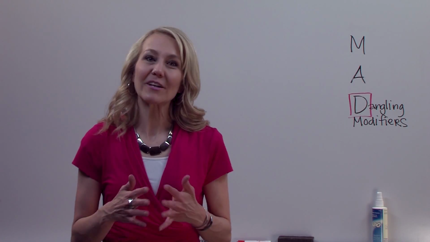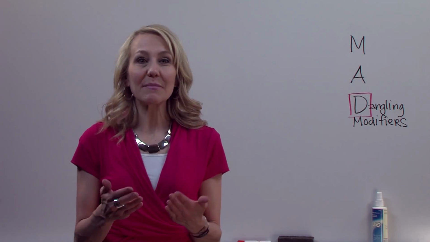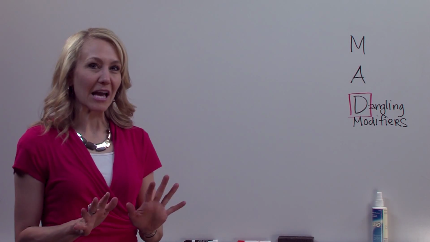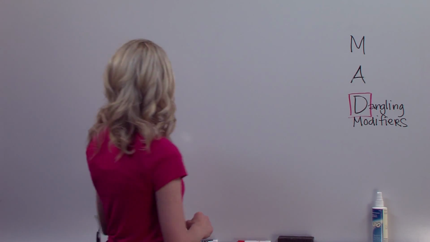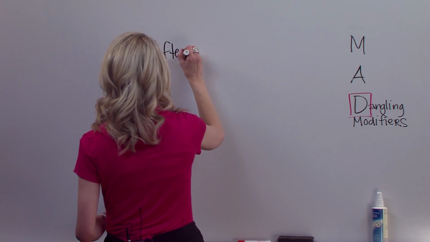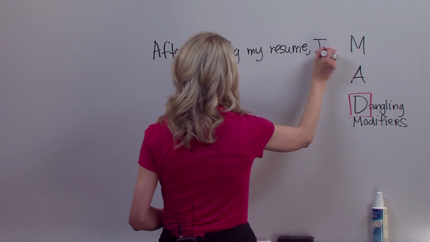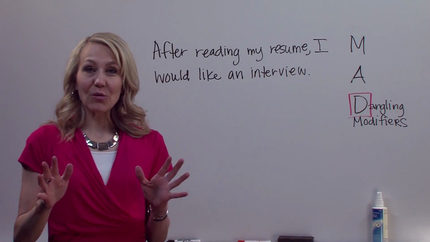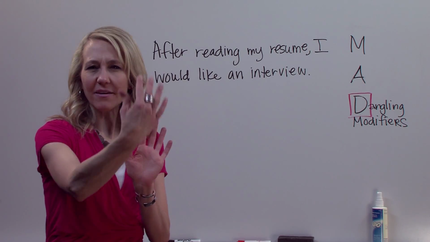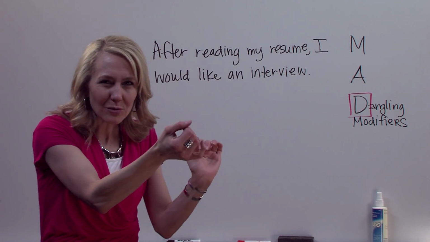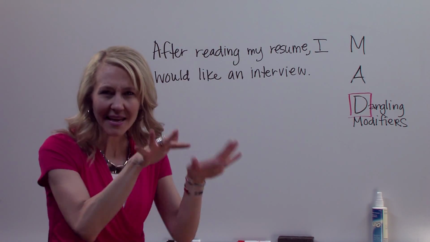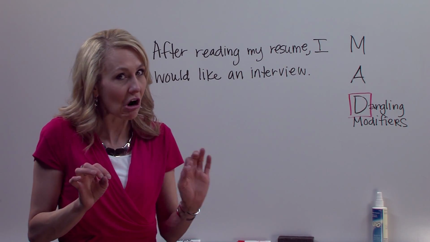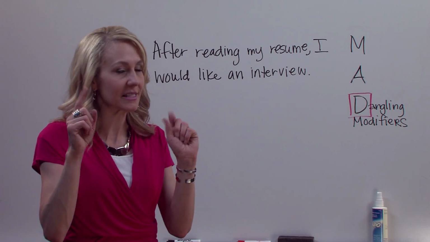Our final segment for understanding MAD modifiers is to talk about our D category, dangling modifiers. So let me put up an example of what a dangling modifier is. A dangling modifier is a modifier phrase that's hanging out in the wrong spot. That's why it's dangling. It's hanging out in the wrong spot, not modifying the correct word. It's hanging out next to the wrong crowd, the wrong word. That's what you need to mentally think about.